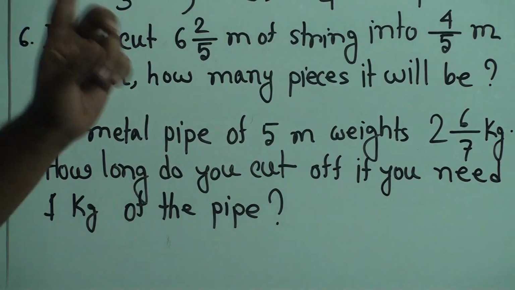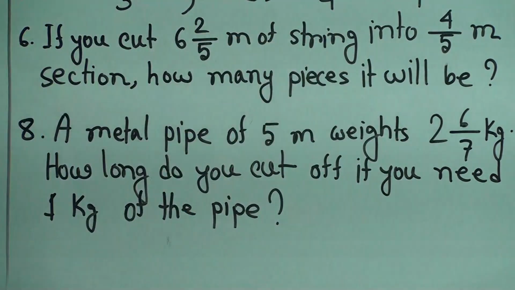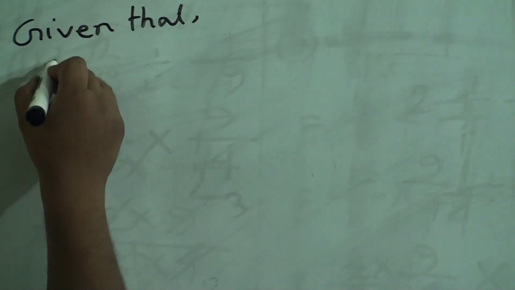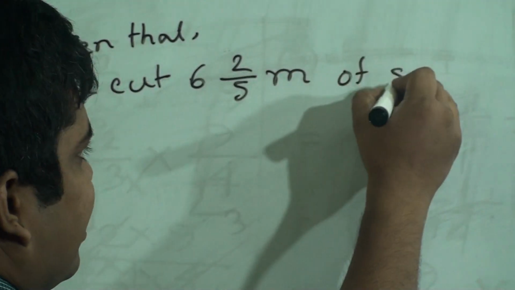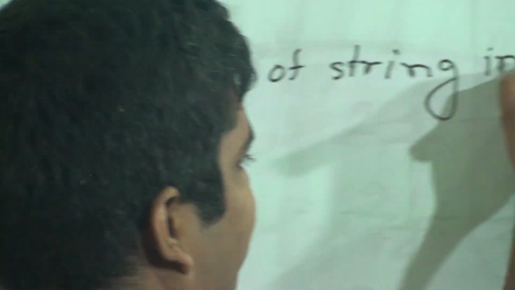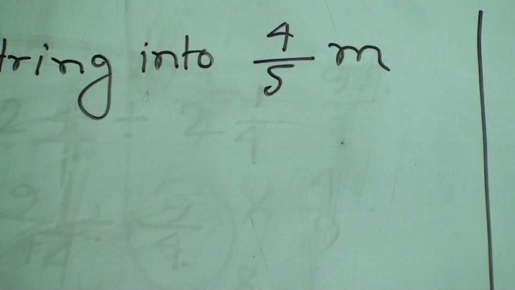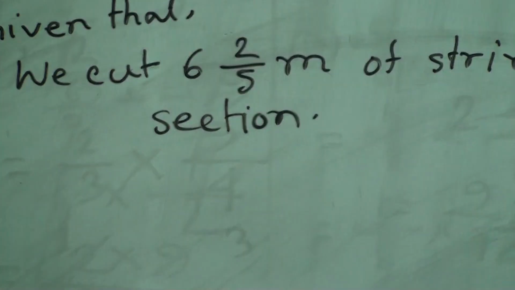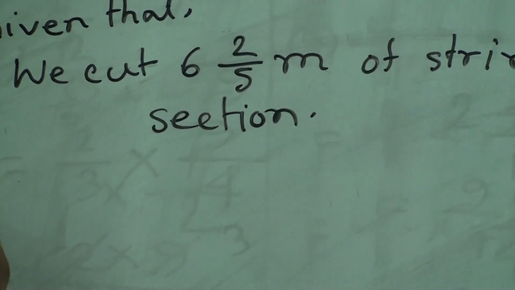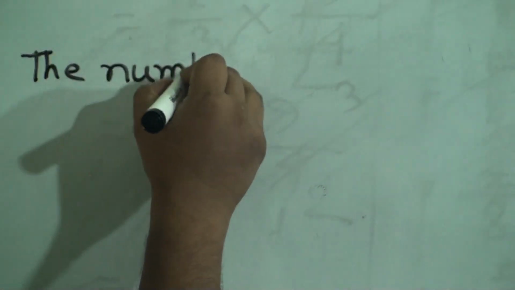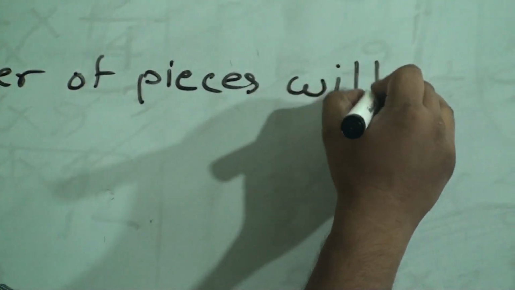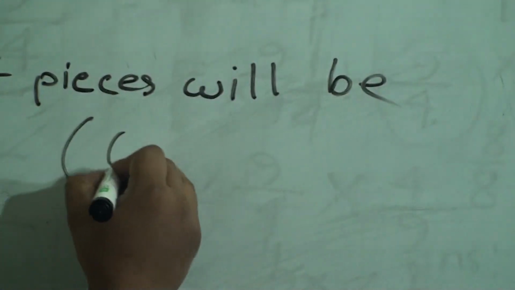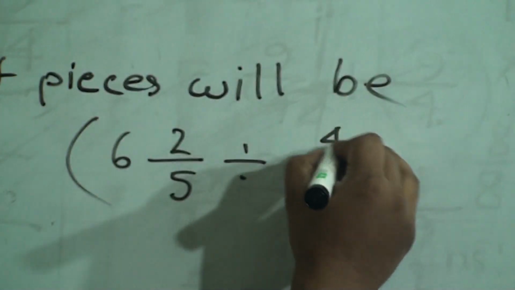That means we do division of this fraction by this fraction and we get the answer. So first of all we write, given that we cut 6 into 2 by 5 meter of string into 4 by 5 meter sections. Okay, so the number of pieces will be 6 into 2 by 5 divided by 4 by 5.